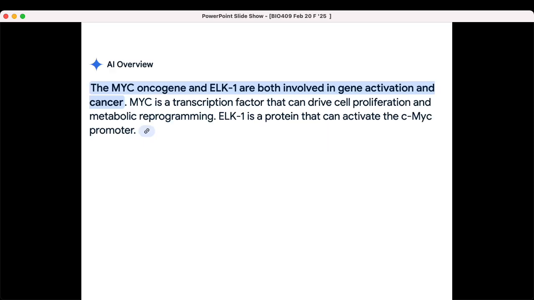The MYC oncogene and ELK1 are both involved in gene activation and cancer. So they could be mutated. Remember back in the 1970s, scientists found MYC first in one of these oncogenic retroviruses. It's a big time oncogene, not carcinogen, oncogene. MYC is a transcription factor that can drive cell proliferation and metabolic reprogramming. ELK is a protein that can activate the c-MYC promoter. And they refer to it here as a promoter, but they mean the regulatory region.